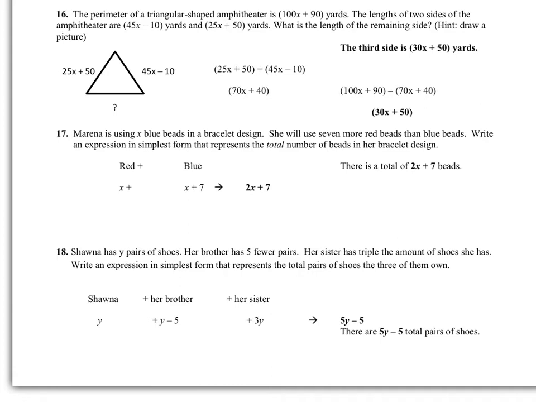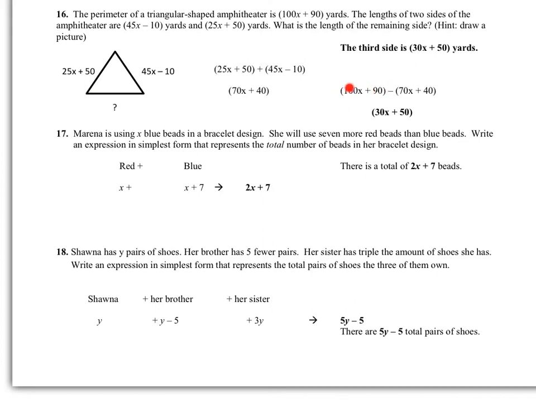So once we add these up, there's our x's, add our x's with our x's, 25x plus 45x equals 70x. Add our constants, 50 minus 10, positive 40. Okay? So we now know that once we've added these up, if we subtract it from our perimeter, our full way around, I'm going to find out what this remaining piece is. So that's what's going on here.